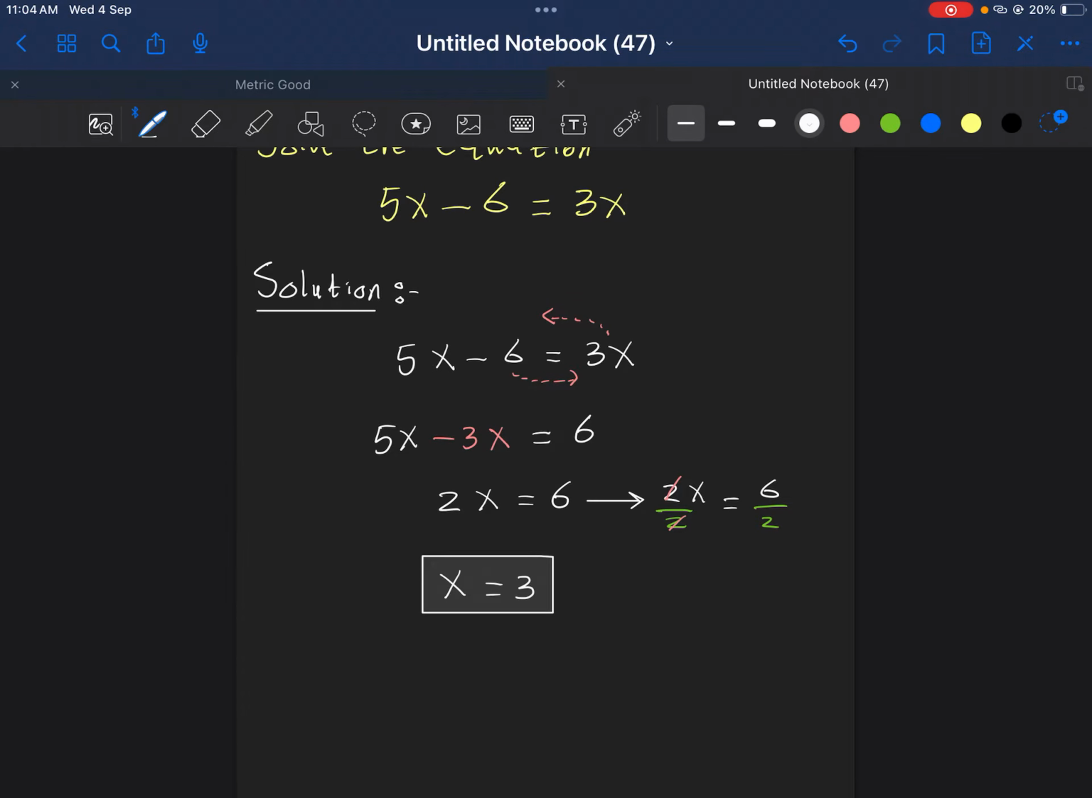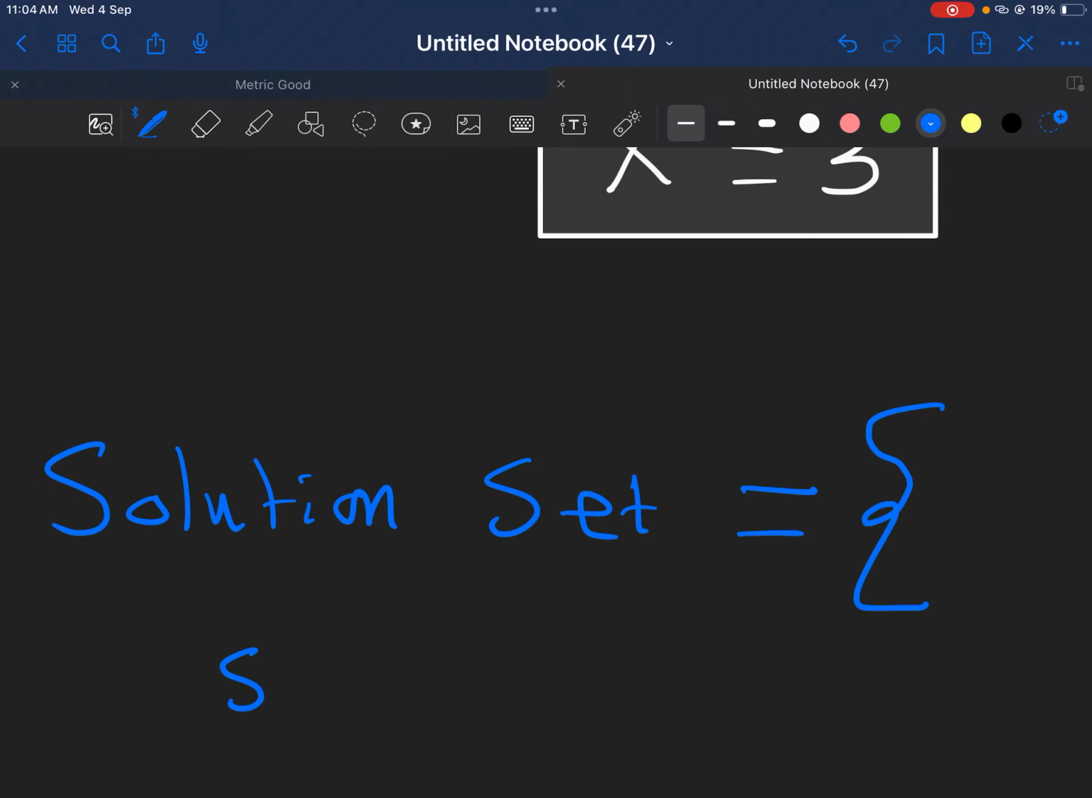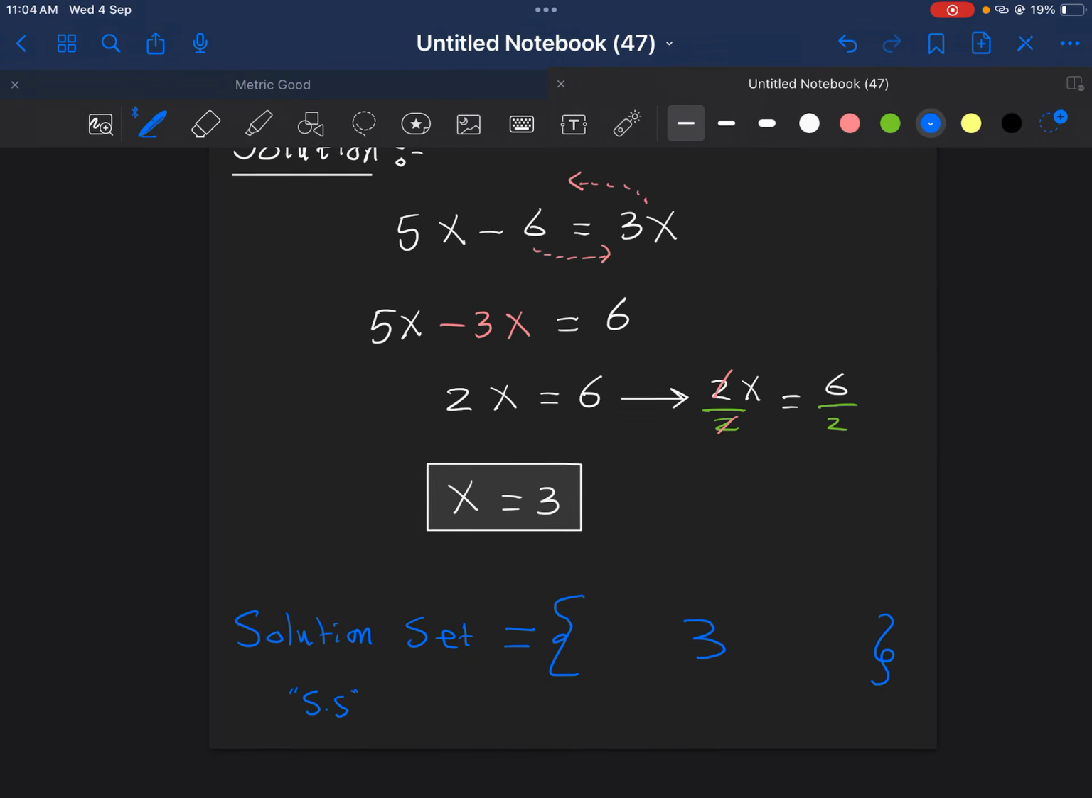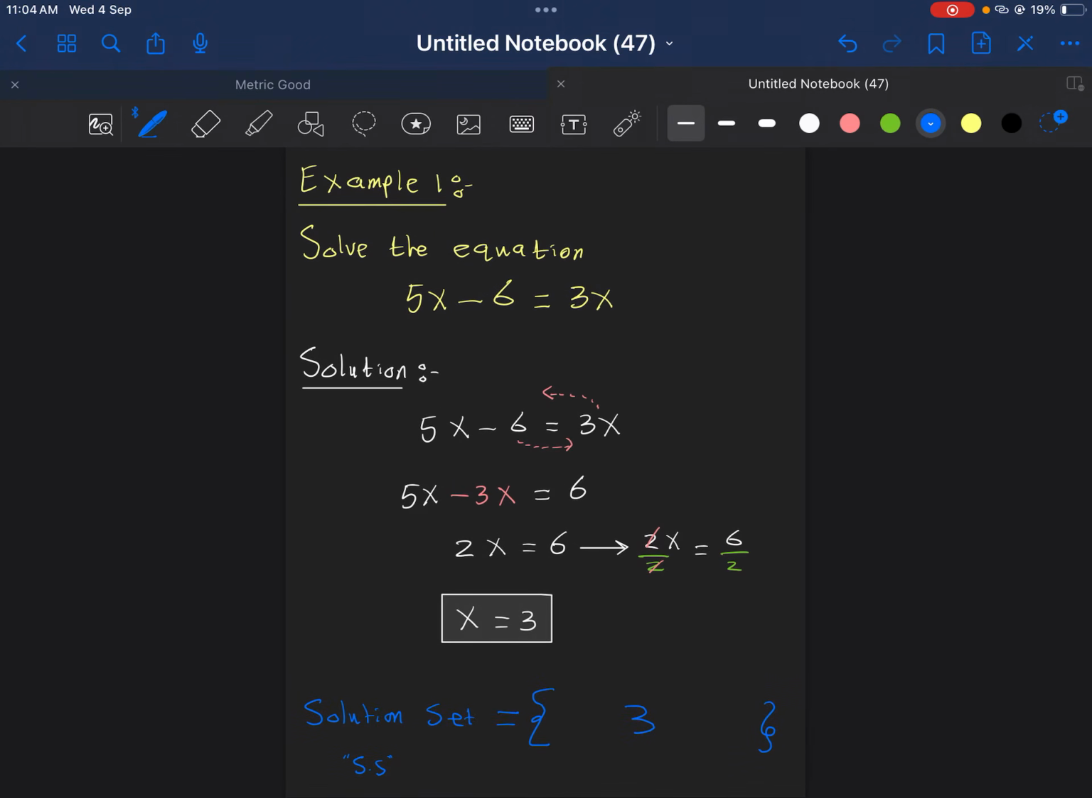Now there is one step, I'll make it in blue. Usually sometimes we write the solution as a set, so we write solution set, we write equal, we open a bracket and we close a bracket, and we write the answer, which is 3. This is usually called solution set. Some textbooks call it SS. We will not use that often, but usually we can just write solution set. Between two brackets we write the values for x, and that's the first example here. Please pause this video, think about this example, see how things are going to happen.